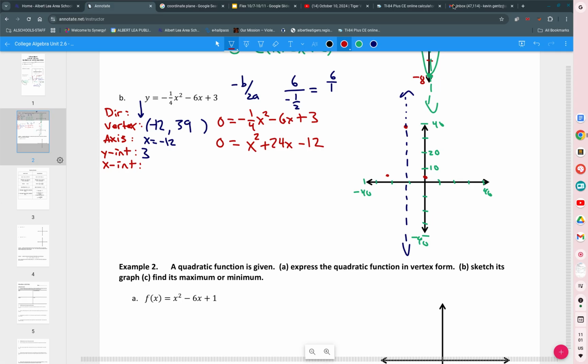Does that factor? Absolutely not, right? So if it doesn't factor, what do we need to use? Quadratic formula. Negative 24 plus or minus the square root of, anybody here know 24 squared?